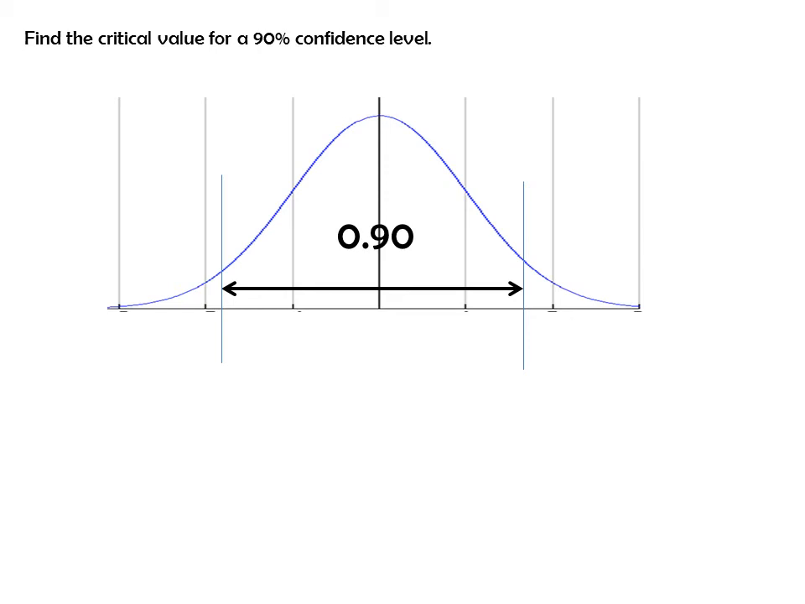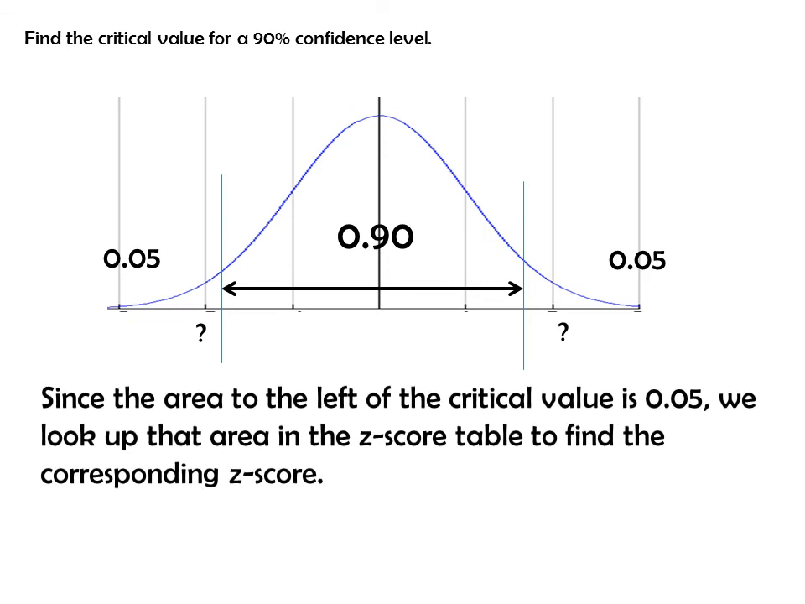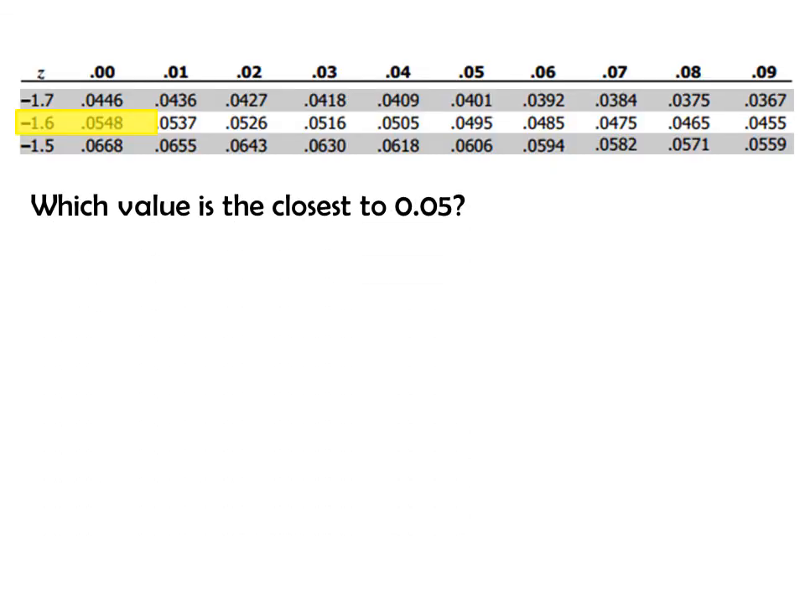Let's find the critical value for a 90% confidence level. Again, 90% is shaded in between, which leaves 10% left over. So in our tails, we're looking at 0.05. Since the area to the left of the critical value is 0.05, we look up the area in the z-score table and find the corresponding z-score. Which value is closest to 0.05? Well, this one's a little bit tricky because we have two values that are equally distant from 0.05. So what are we going to do? We're going to use the z-score that's in between. So the number that's between negative 1.64 and negative 1.65 is 1.645.